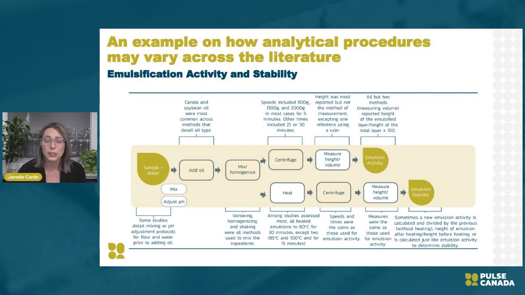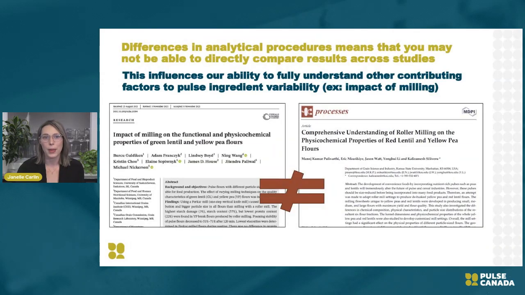And what this does is, just by altering those analytical procedures and the conditions that are applied, it might result in differences in that reported value, which makes it difficult to compare across literature for that particular analyte of interest. So when we're looking to really understand some of those other factors that are affecting quality of pulse ingredients, it's really difficult to compare across studies. So that may limit our ability to fully understand some of these extrinsic factors that are affecting pulse quality.